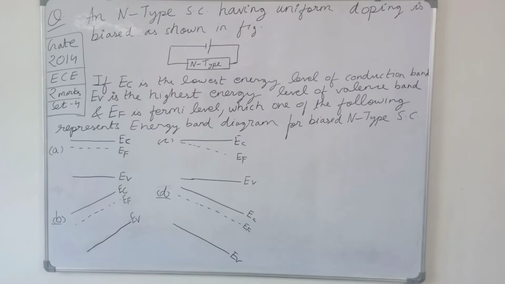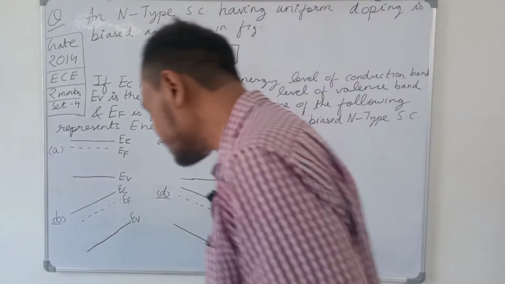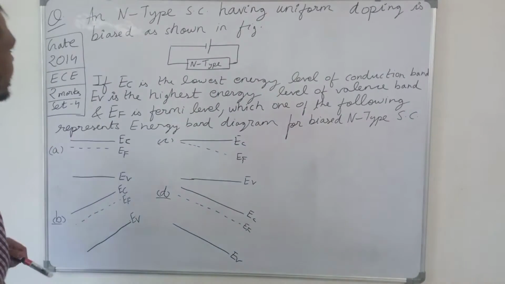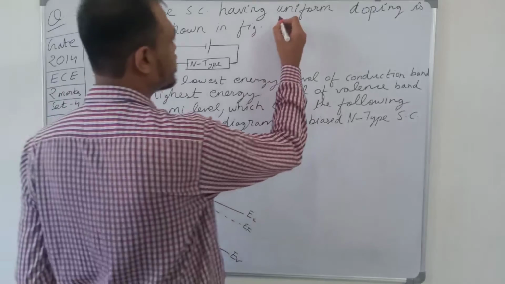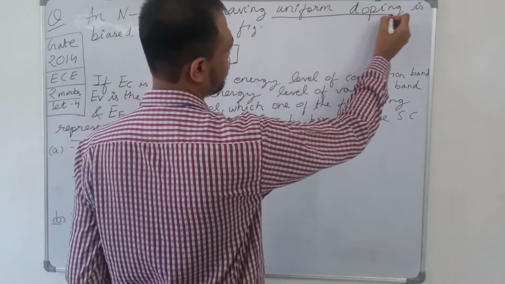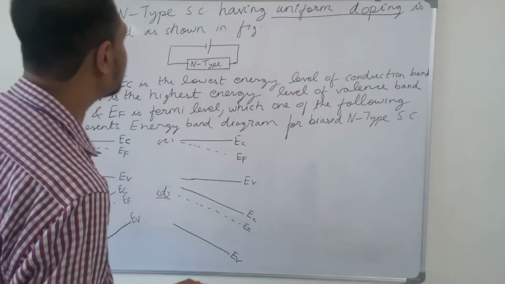We are discussing a question from GATE 2014 and it is based on the energy band diagram. It says that an n-type semiconductor is having uniform doping. This is a very important term: the semiconductor having uniform doping.